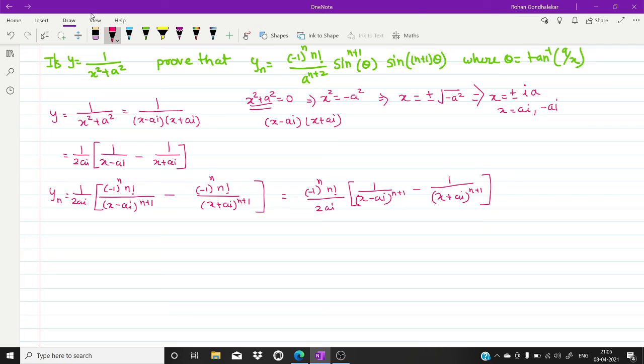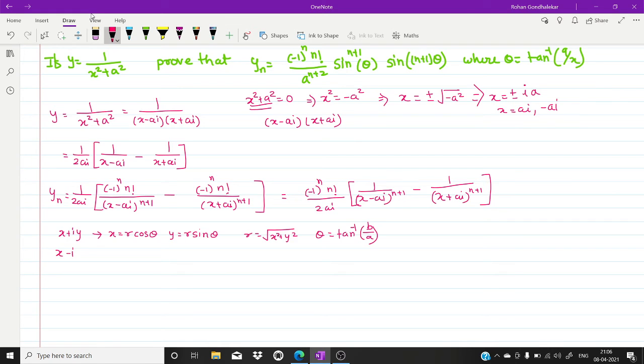As there is a term x minus ai, we use a substitution. Whenever there is a complex number x plus iy, to change it into polar coordinates, we make the substitution x is equal to r cos theta and y is equal to r sin theta, where r is equal to the square root of x square plus y square and theta is tan inverse of b upon a.